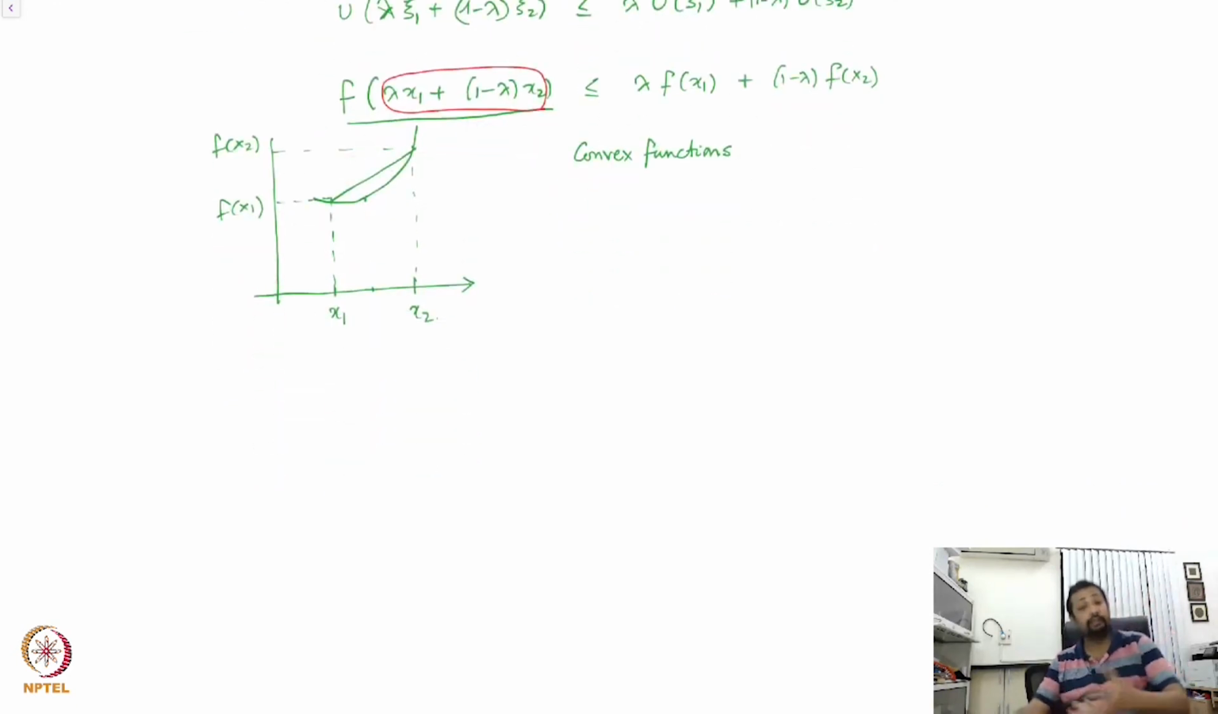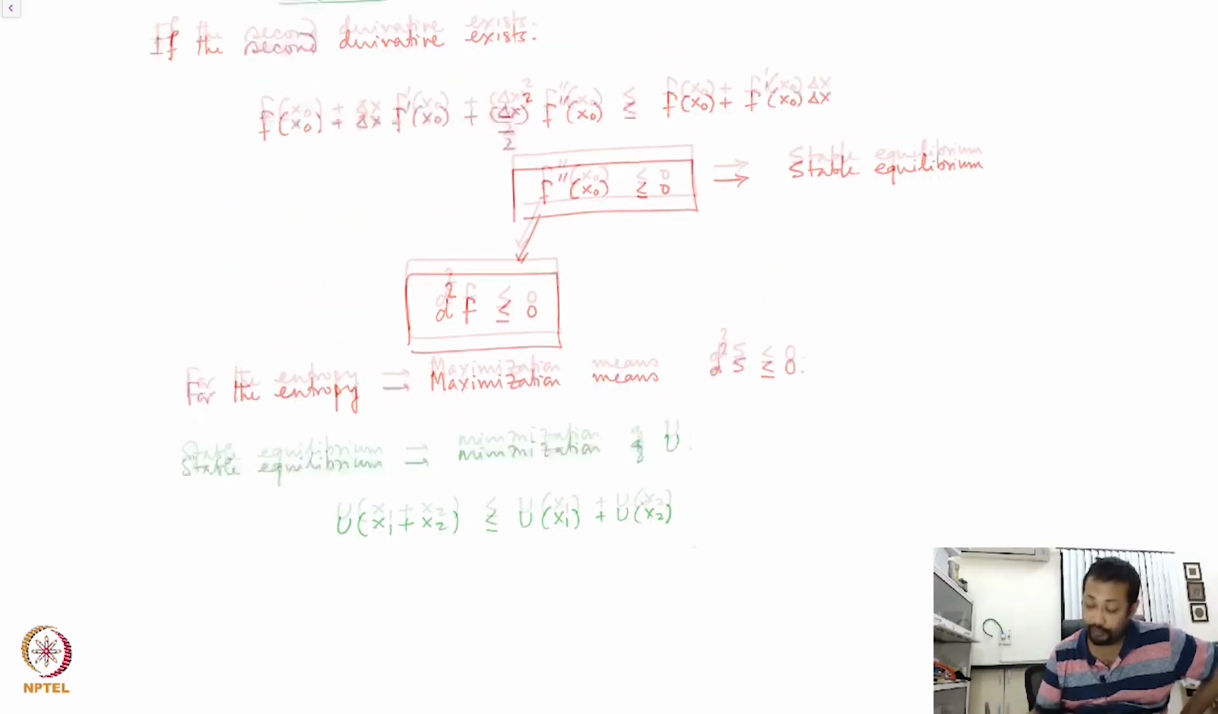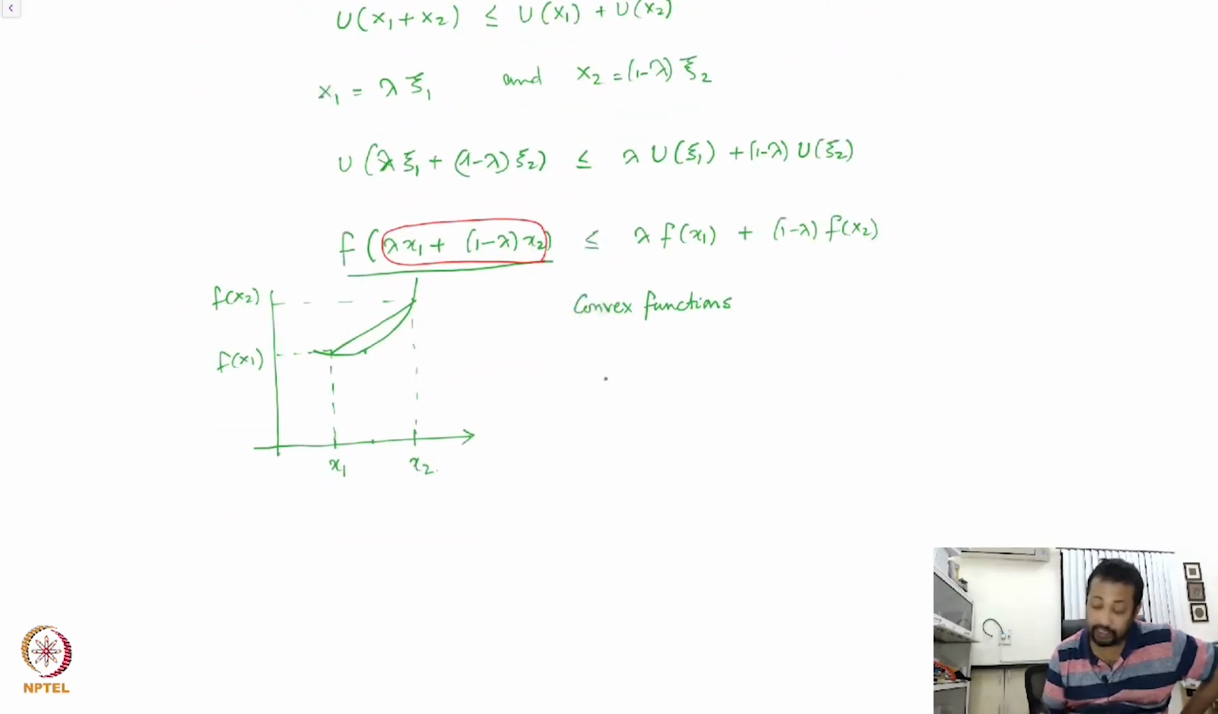Now, this definition, the way we have written it down, does not take into account the differentiability of the curve. If we have to look at the differentiability of the curve, we have to follow the same route that we have followed over here, and you will see that this would come out to be d2u is greater than equal to 0.